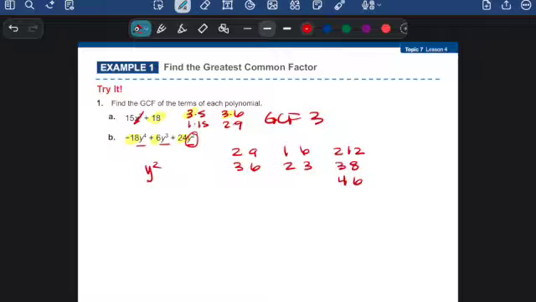So what do they all have in common? Well, they have a 2. They all have a 2. But is that the greatest common factor? They also all have a 3. Is that the greatest common factor? Nope, they all have a 6. So the greatest common factor is 6y squared.